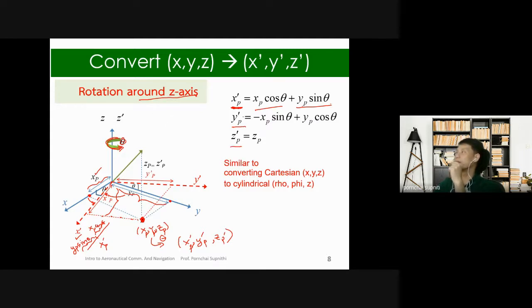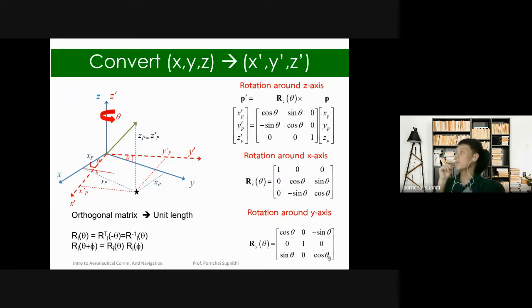Notice that for z, because we rotate around the z-axis, there's no change. So in fact it's just xp prime, yp prime, and then zp. So note on this conversion, this is how we convert from one coordinate system to another. You can use a star here. This is like a summary.